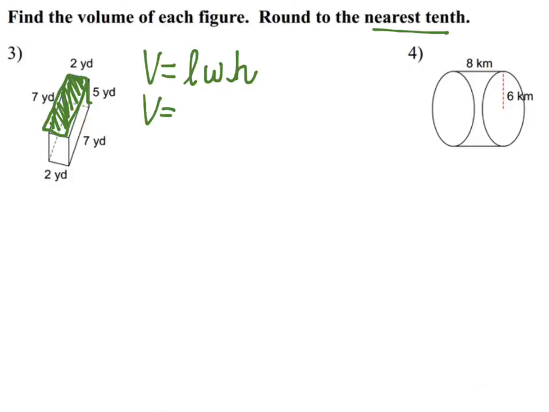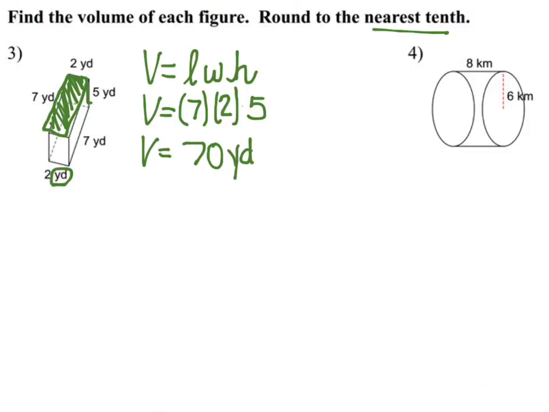So this is a 7 by 2 for length times width, and then the height is 5. So you are going to multiply all of those numbers together. Once we do that, we get 70. And remember, we have to remember our units. So this is in yards cubed. Just like area was in yards squared, we add another dimension, so it's in 3 dimensions, or yards cubed. So that's all you do for number 3.